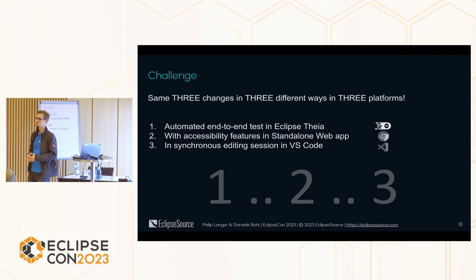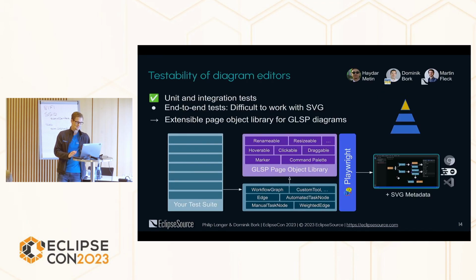Then I will try to apply the same 3 changes in a standalone application by only using the new accessibility features. And last but not least, I will do the same changes again in VS Code in a collaborative modeling session. So let's start with the first one, testability of diagram editors.